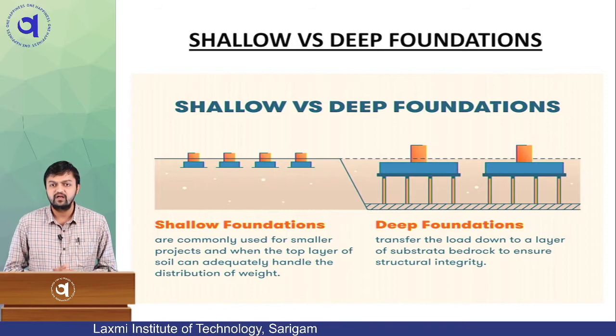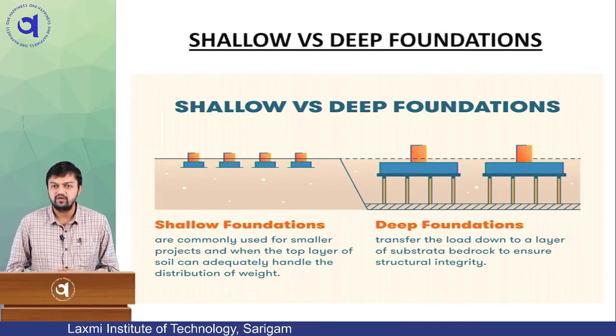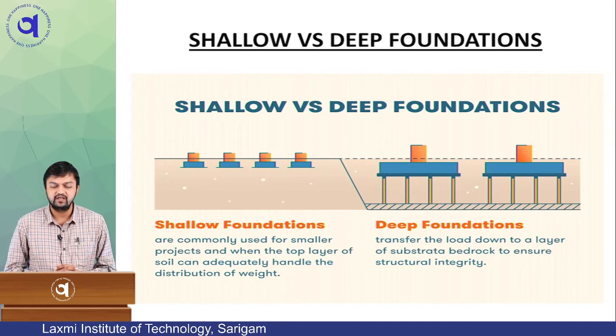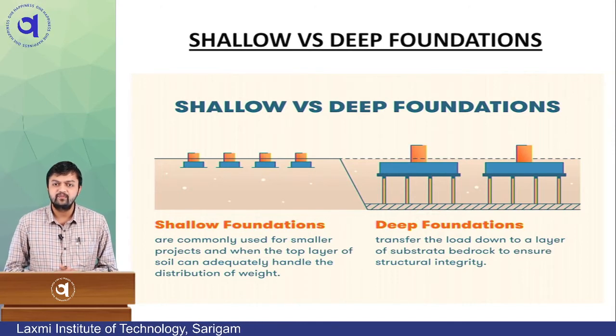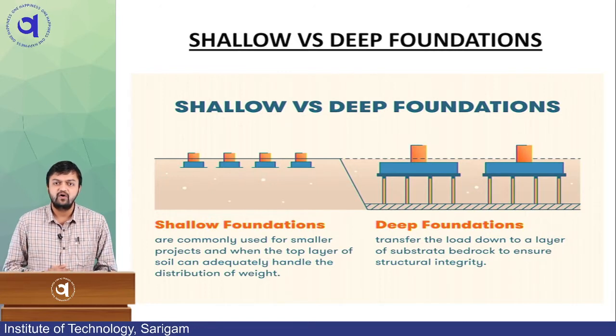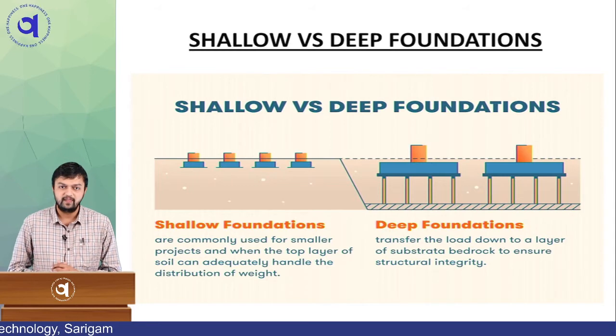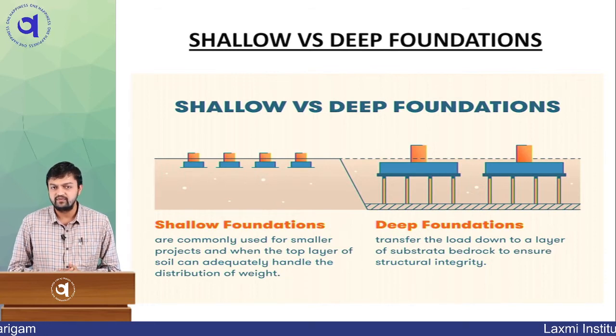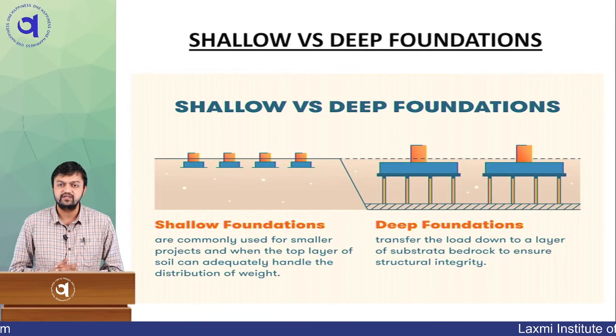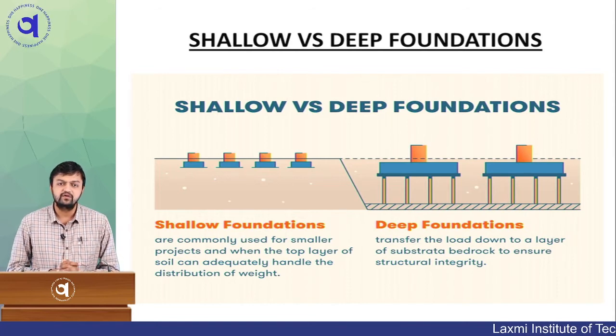The load is transferred down to a layer of substrata, bedrock, to ensure structural integrity. Here the piles are taken to the bedrock so that the structure will remain on its ground. If you want to sustain a structure, we need to take the foundation to the harder soil. So, this is the difference between shallow and deep foundations. Shallow foundations are constructed just beneath the top surface of the earth, and a deep foundation is taken to the depth of the soil where we get a harder strata.